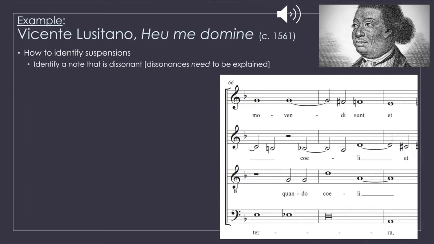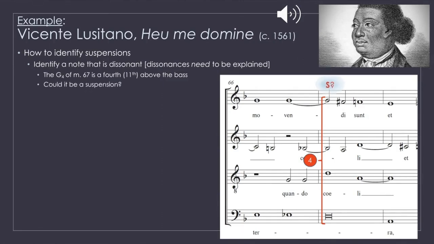So the first, you would identify the note that is dissonant, and that's because dissonances are things that need to be explained. If you have consonances, you don't have to explain them, they're just there because they're consonances. But if they're dissonances, they function in specific ways. So you find a note that is a dissonance, and that G there in the soprano is a dissonance against the bass. The G4, it measures 6 to 7. It's a 4th above the bass, and technically it's an 11th, but either way, it's a dissonance.